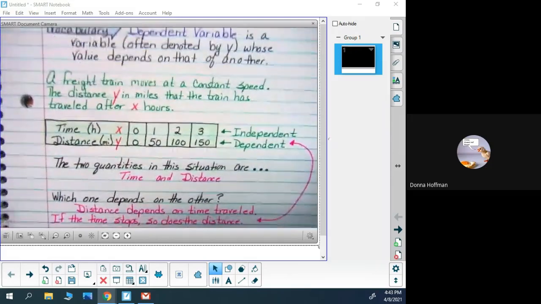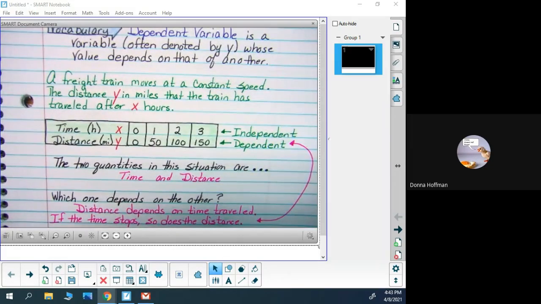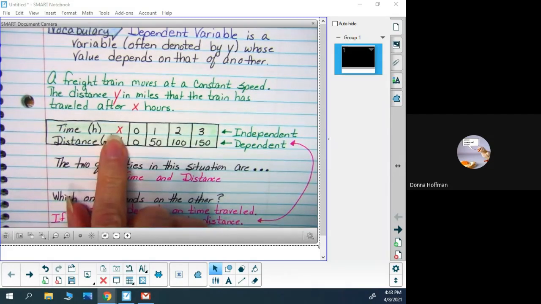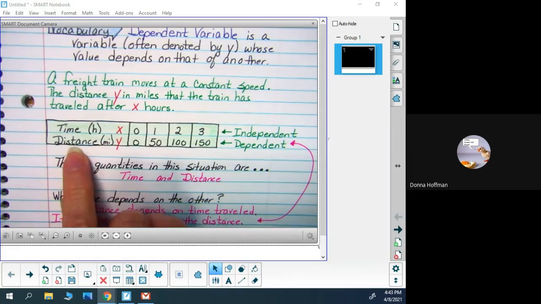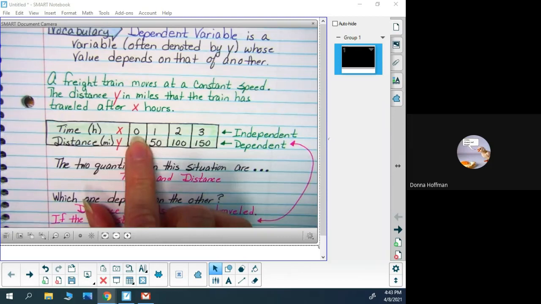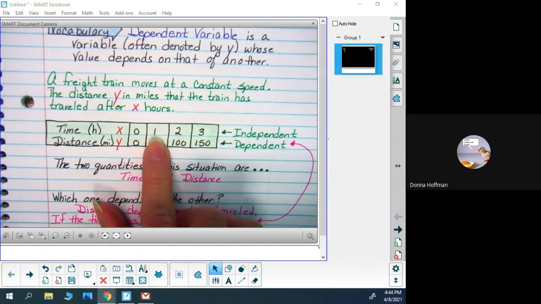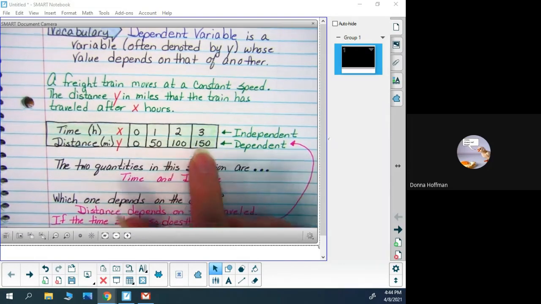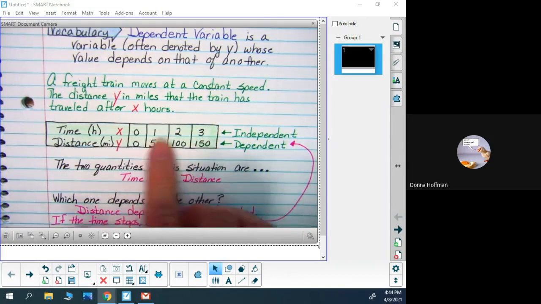Here's our example. A freight train moves at a constant speed. The distance y in miles that the train has traveled after x hours. So you just put it in the table, time over distance. Time is going to be your X. X is always your independent variable. Your distance is going to be your Y. So if you traveled for 0 hours, guess what distance you've gone? 0 distance. If you've traveled for 1 hour, then you've gone 50 miles. 2 hours, 100 miles. Let's just skip count. 3 hours, 150 miles. So the independent variable is definitely the time.